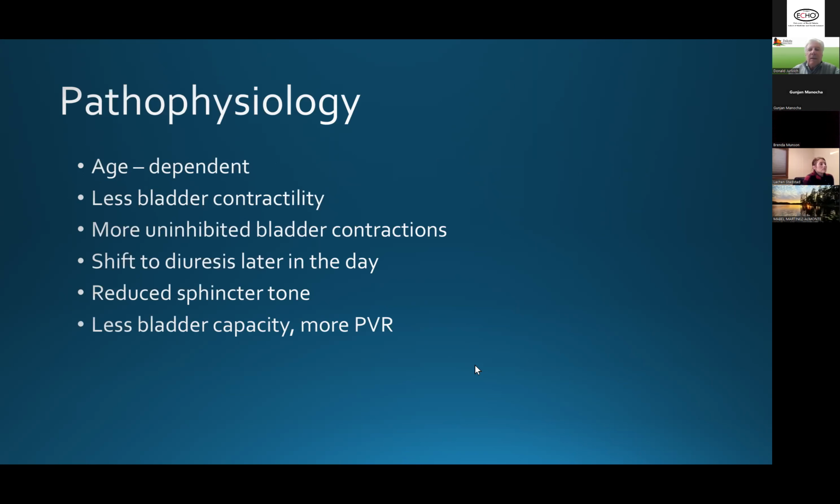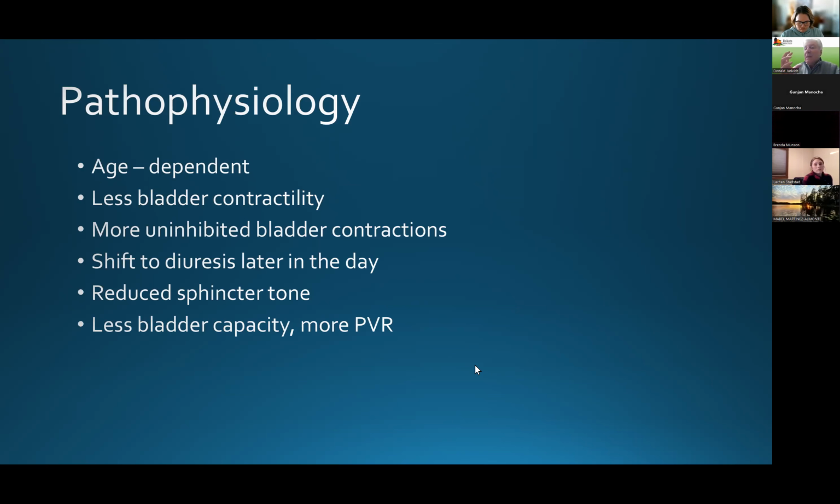So we know that the pathophysiology of urinary incontinence has an age-dependent component. Part of that's due to the bladder not being able to contract. You can imagine we experience generalized muscle weakness as we get older. So too we get bladder weakness, which is a muscle. We also get dysregulation of the nervous energy that goes to the bladder, and so we get these uninhibited contractions.